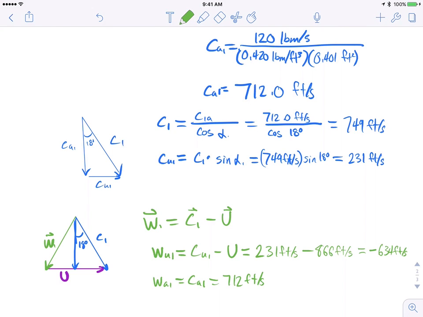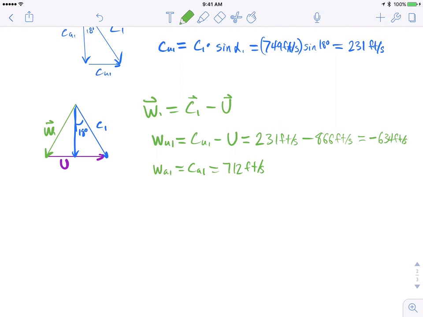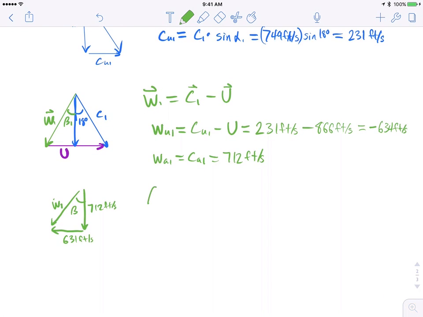We would also like to be able to calculate the relative flow angle, or the incidence angle to our blade, which is of course going to be beta 1. To do that, we know that the axial component is 712 feet per second. We know the tangential component is in the negative direction here and going to be 634 feet per second. So our total W1 has a magnitude based on those two components, and we can also calculate our flow angle.